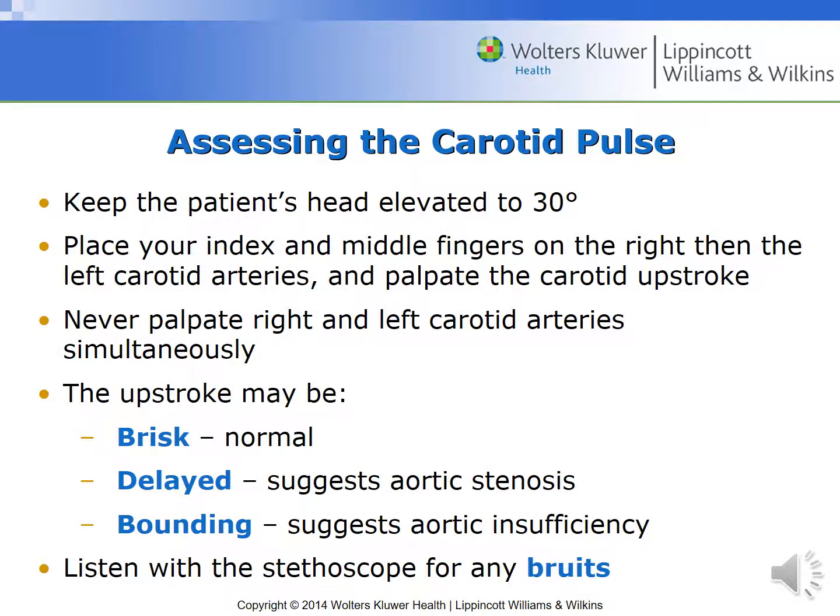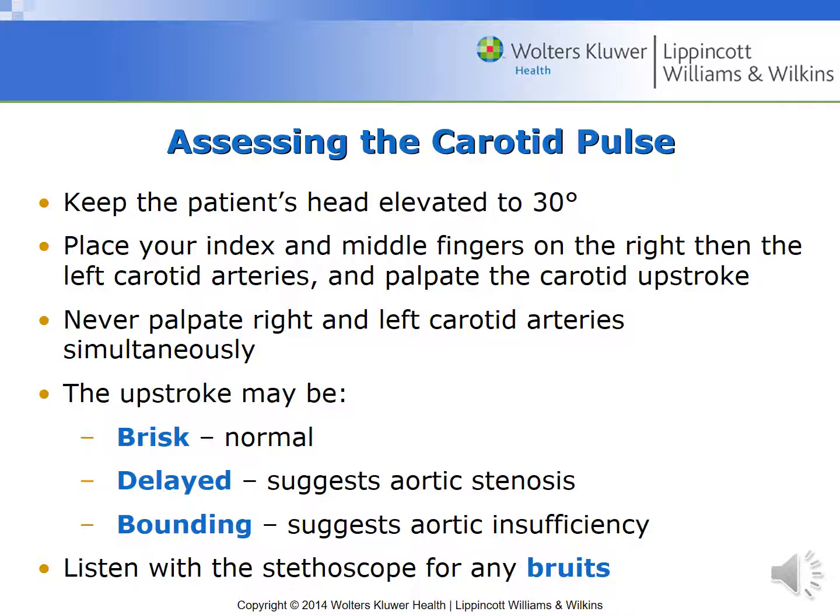And when you're assessing the carotid pulse, this is here for a reason. However, just as a reminder, just check one side, not both sides at the same time. Please do not choke your patients. So we know that if you feel the carotid pulse, the upstroke or the beat that you feel, if it's brisk, that's considered normal. If it's delayed, that suggests aortic stenosis. And if it's bounding, if it's coming right out of their neck, that would suggest aortic insufficiency.